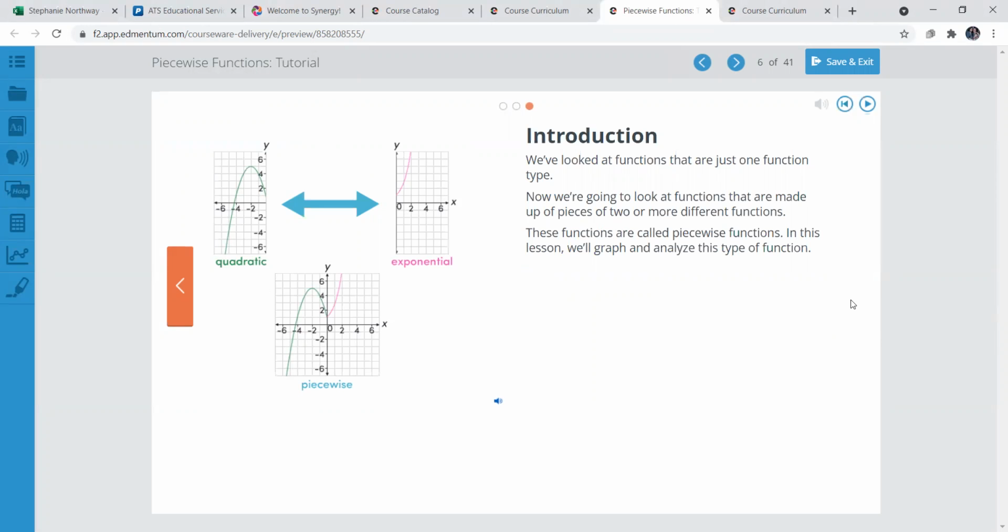Aha, now this is called a piecewise function. As you heard me say, it's kind of like piecing things together. So as you can see, quadratic plus exponential is piecewise because there are 2 different types of functions right here. The new function is a piecewise function made up of pieces of 2 different functions.